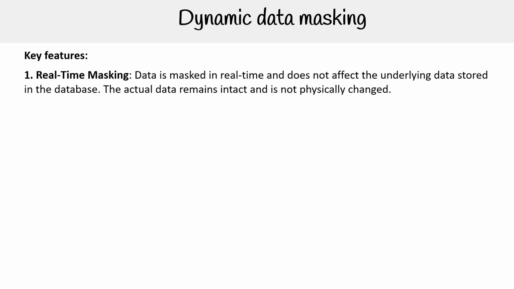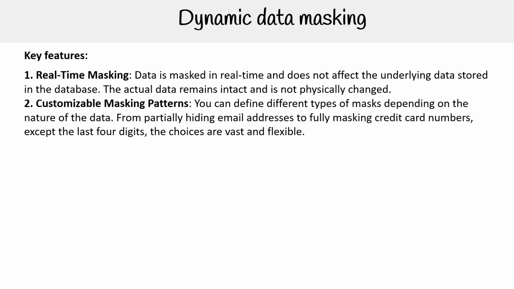Data is masked in real time and does not affect the underlying data stored in the database. The actual data remains intact and is not physically changed. Customizable masking patterns. You can define different types of masks depending on the nature of the data, from partially hiding email addresses to fully masking credit card numbers, except the last 4 digits. The choices are vast and flexible.